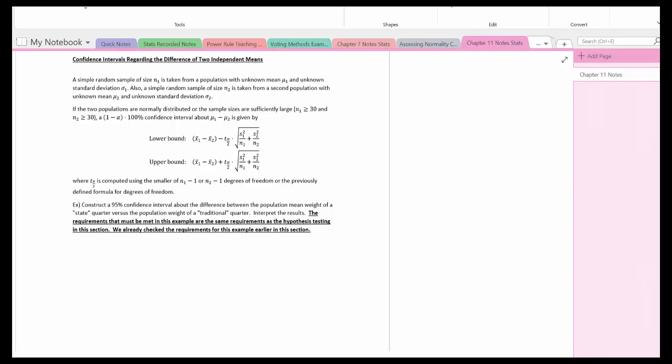In this video, we're going to continue our discussion with inference about two means, independent samples. So let's take a look at the confidence interval regarding the difference of two independent means.